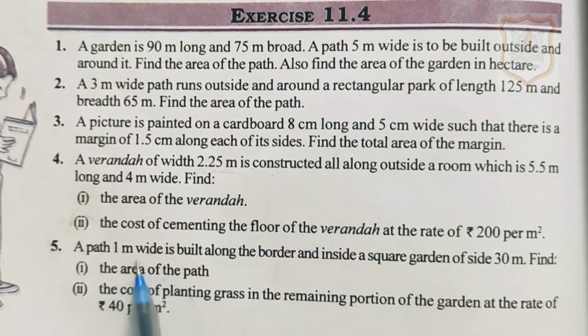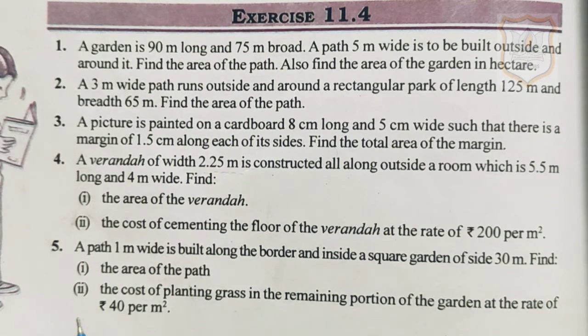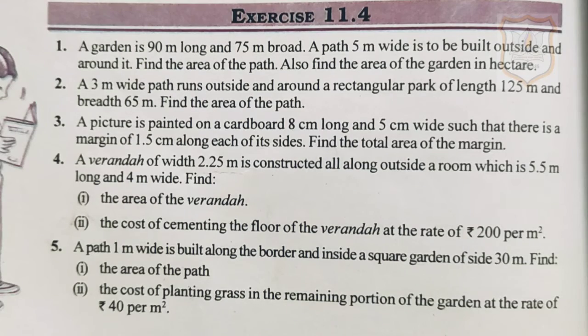A path 1 meter wide is built along the border and inside a square garden of side 30 meter. Find first the area of the path, second the cost of planting grass in the remaining portion of the garden at the rate of rupees 40 per meter square.